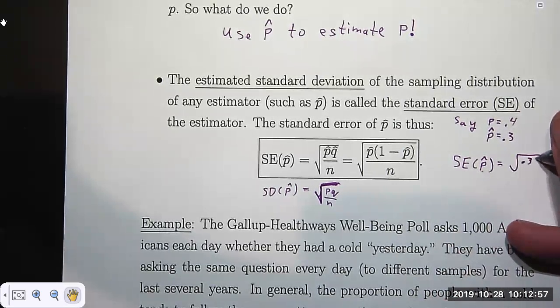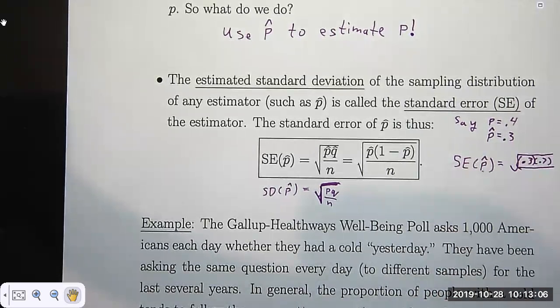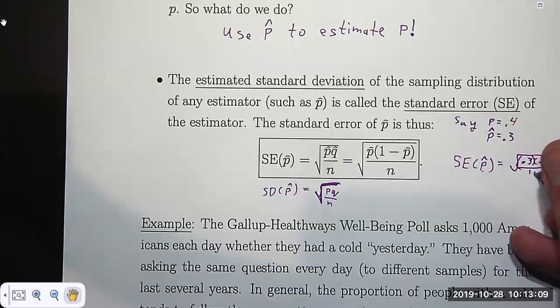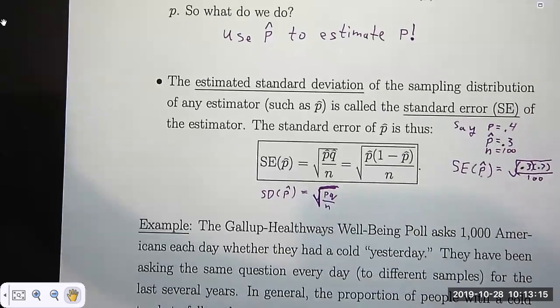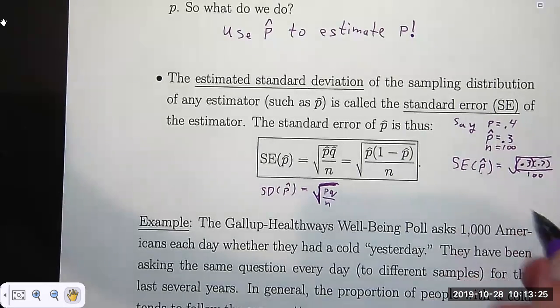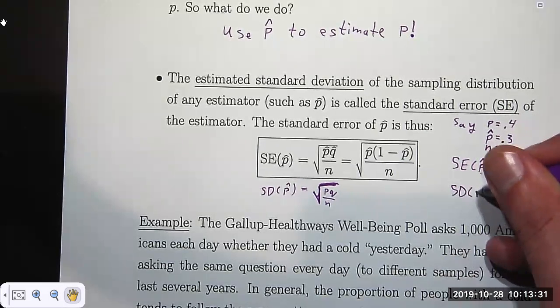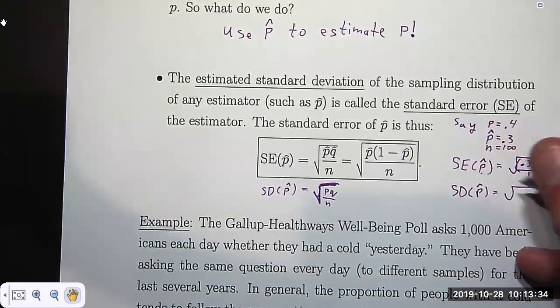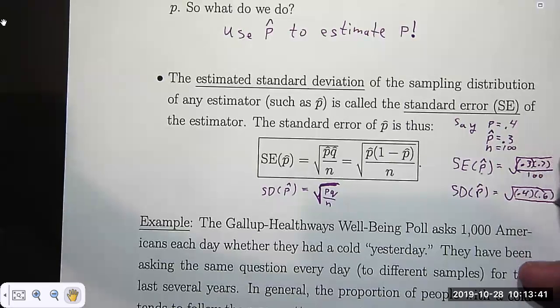It's 0.3 times 0.7 all over, for example, we could have a sample size of 100. Right there. And that's how you'd find the standard error. The standard deviation of p hat would be 0.4 times 0.6 over 100.